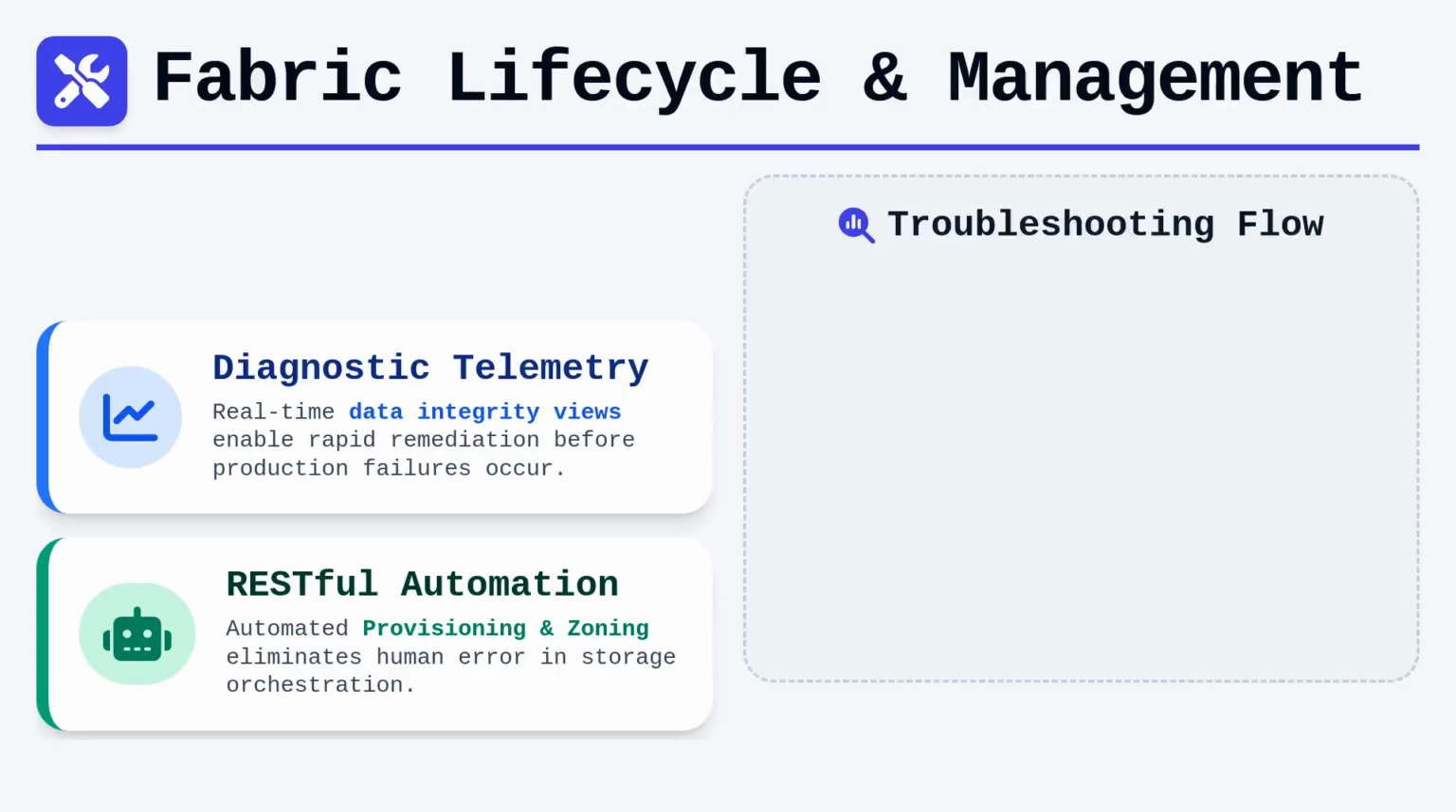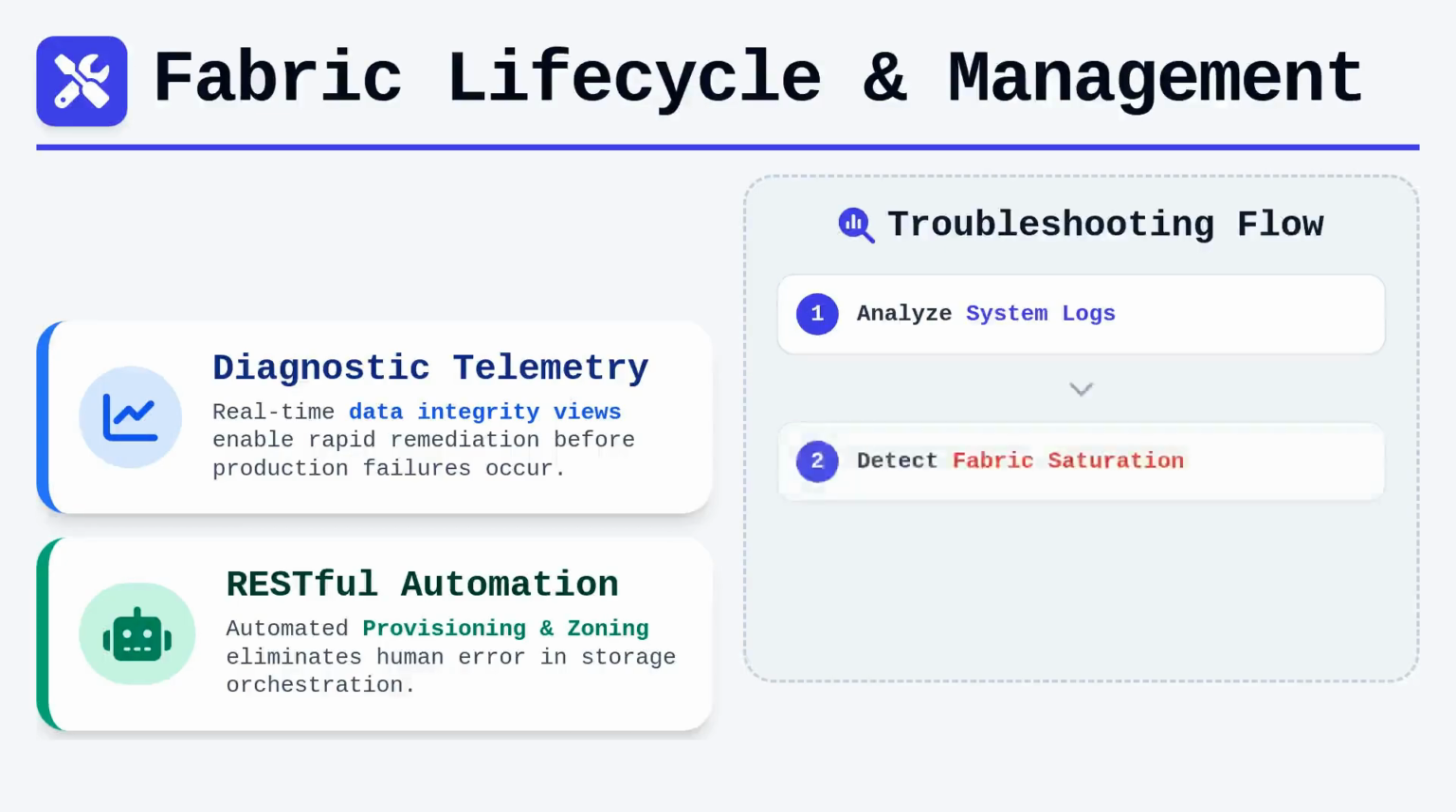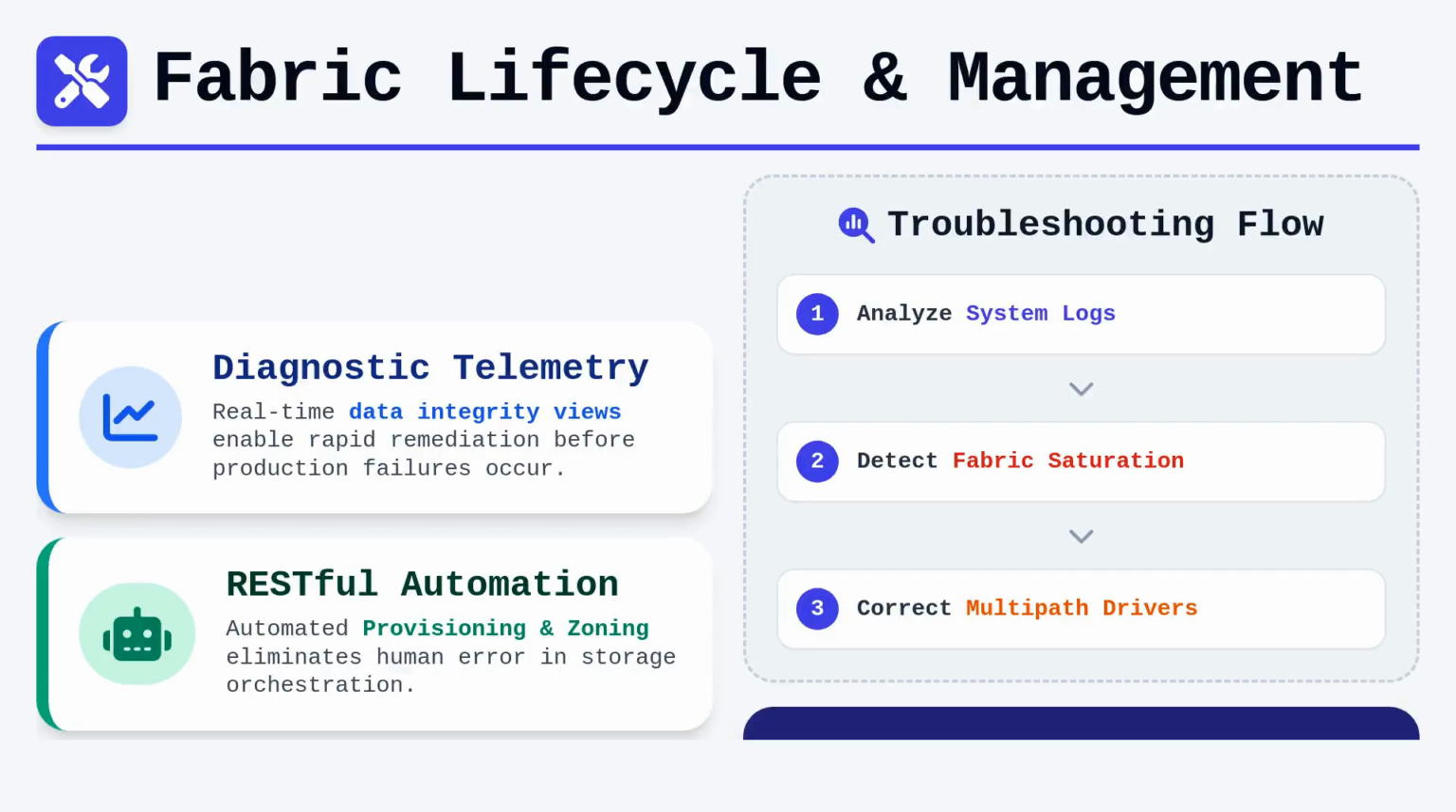balancing. When troubleshooting a performance degradation incident, you should look for patterns in the system logs that correlate with fabric saturation or misconfigured multipath drivers. Consistent monitoring of these metrics forms the basis of a proactive maintenance strategy that minimizes risk. By grounding your expertise in these fundamentals, you maintain the rigor required for reliable enterprise infrastructure operations.